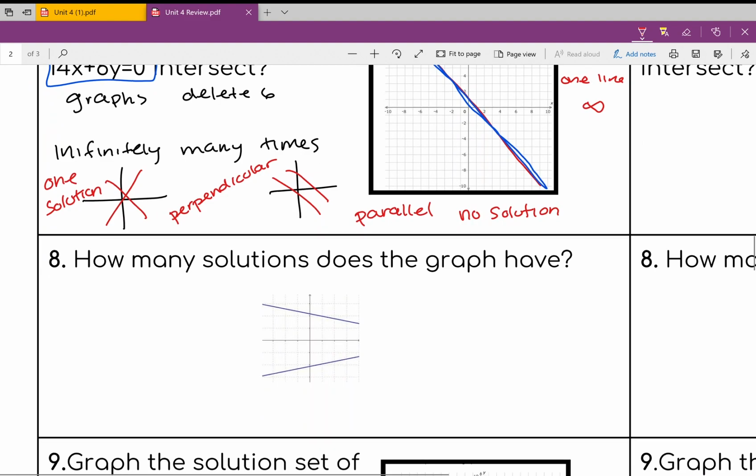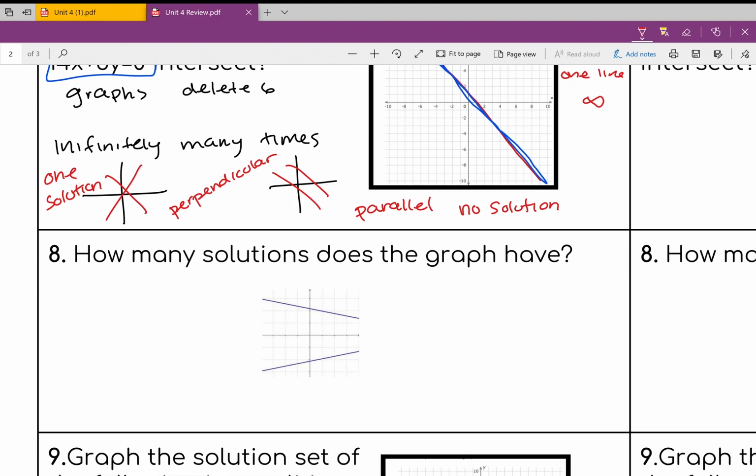Okay. Number 8 says, how many solutions does the graph have? So if we just look at this graph, it looks like it never crosses anywhere. However, remember our lines are infinite. They can go on forever. So if I take this first line and extend it out as far as I can, and if I take the other line and extend it out as far as I can, notice that it does cross one time.